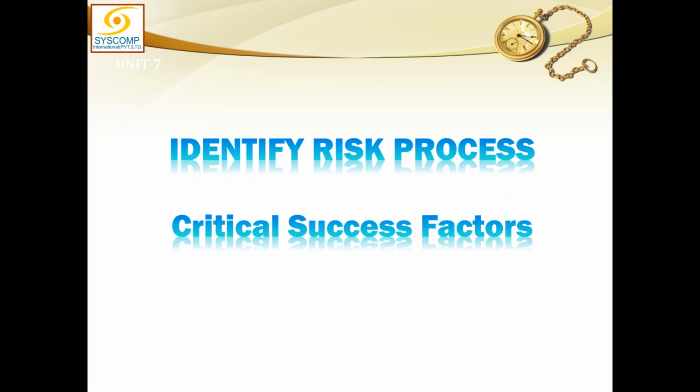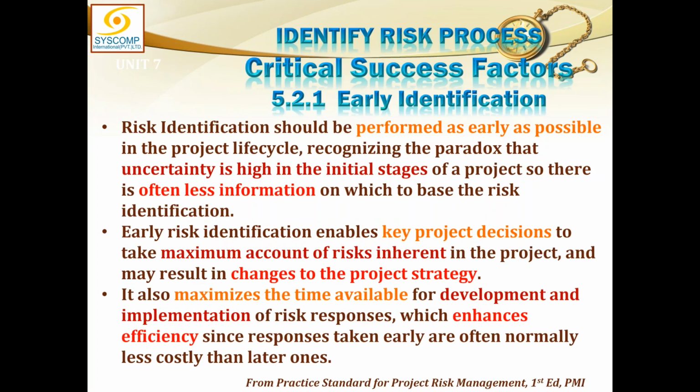Now, let's talk about some critical success factors of risk identification. Risk identification should be performed as early as possible in the project lifecycle, recognizing the paradox that uncertainty is high in the initial stages of a project, so there is often less information on which to base the risk identification. Early risk identification enables key project decisions to take maximum account of risk inherent in the project and may result in changes to the project strategy. If there is a need for changing the strategy of the project, we can do it early on.